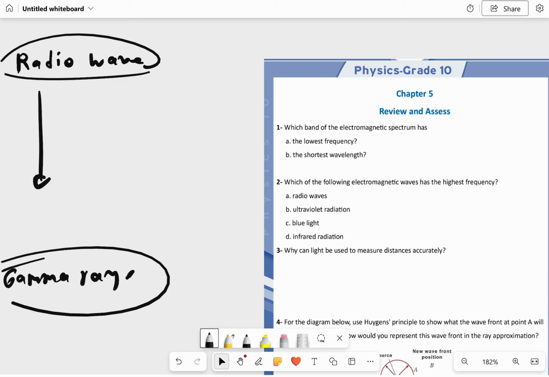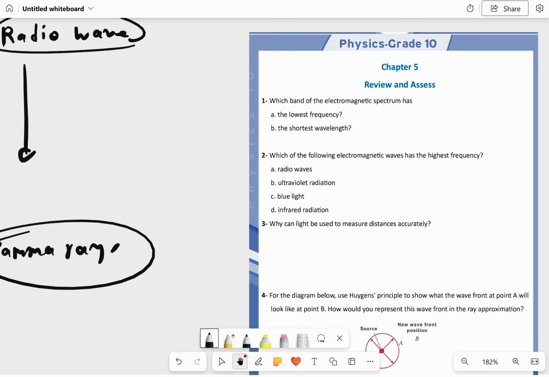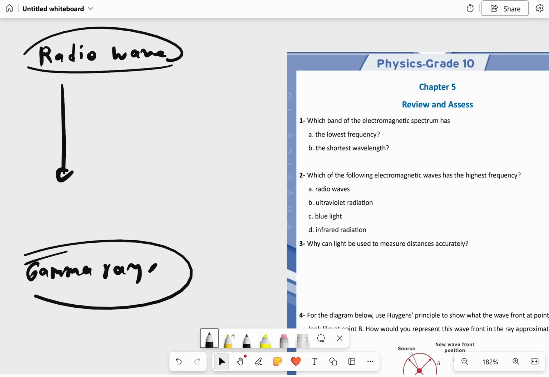We were saying that wavelength and frequency are inversely proportional. So if wavelength is high, frequency is low. If wavelength is low, frequency is high. So which band of the electromagnetic spectrum has the lowest frequency? Of course, radio waves, because they have the highest wavelength. Which one has the shortest wavelength? Gamma rays. They have the shortest wavelength and the highest frequency.